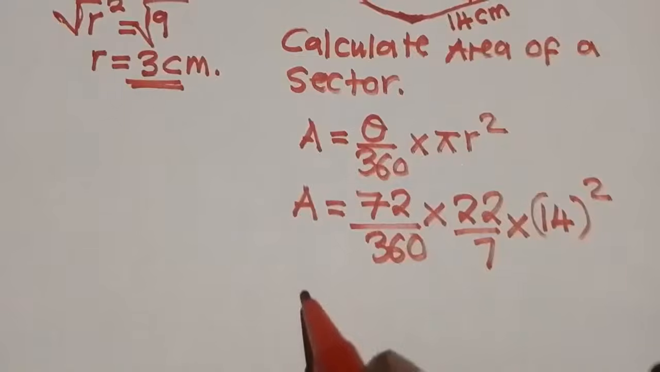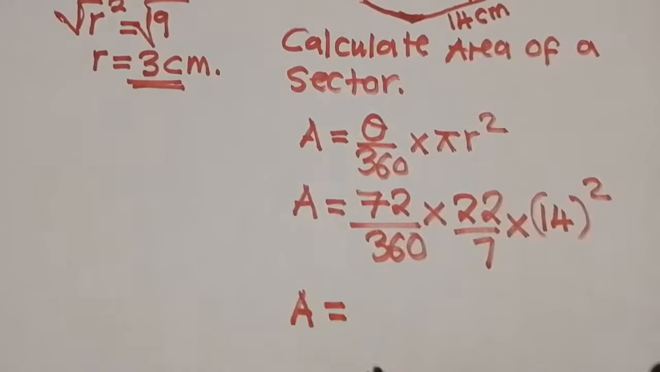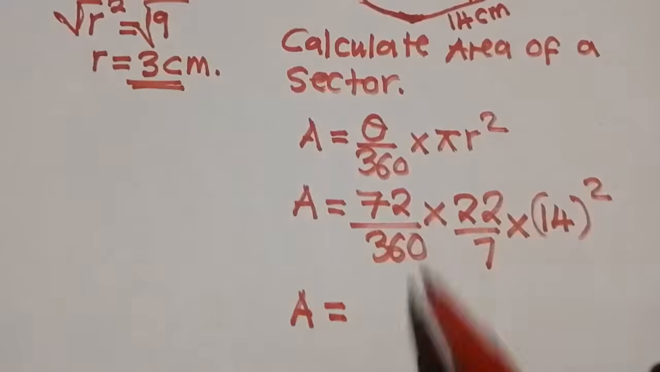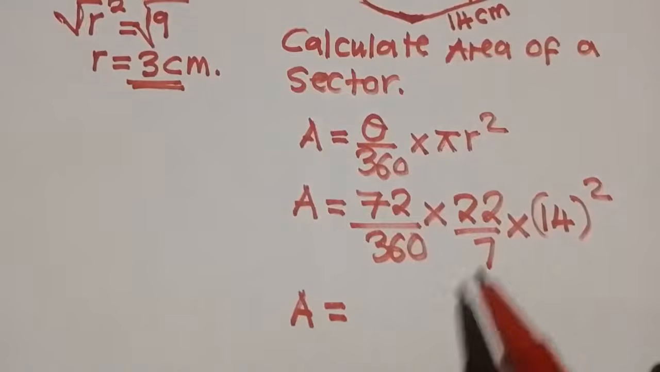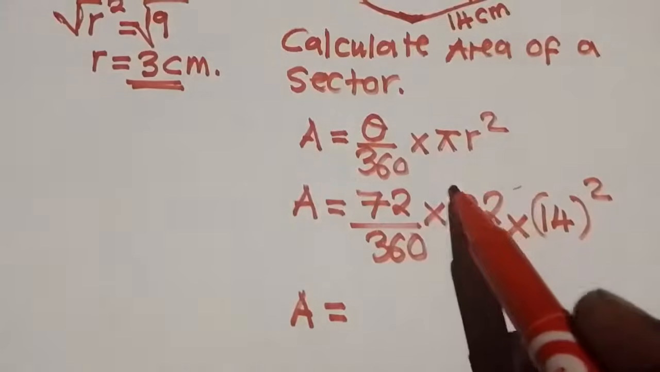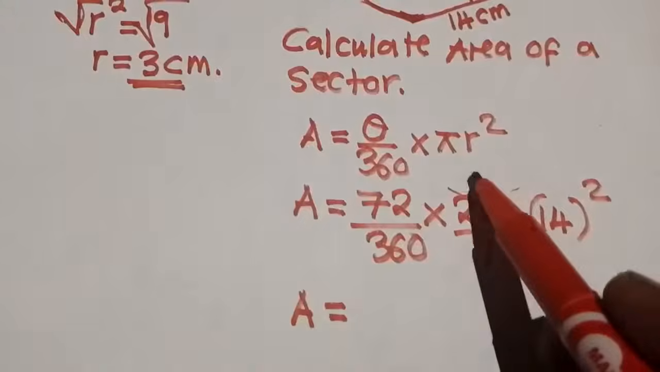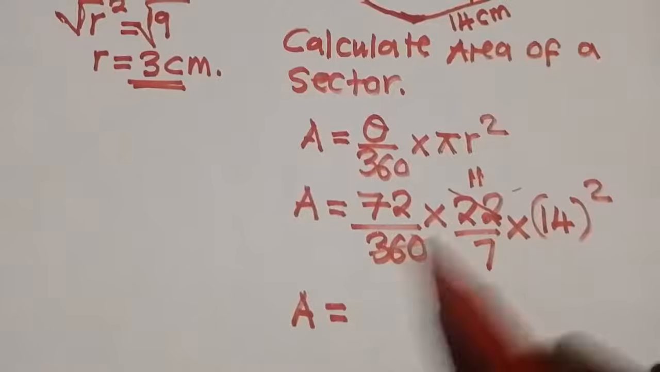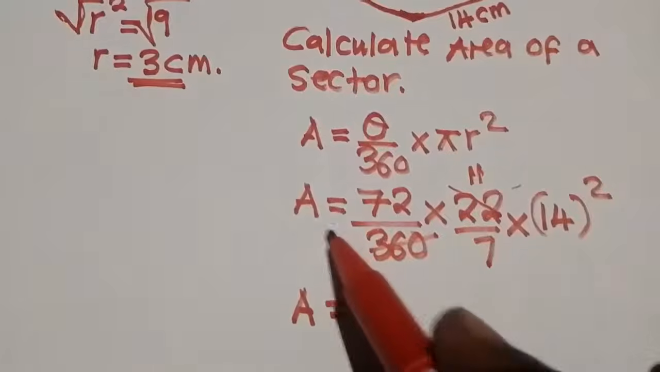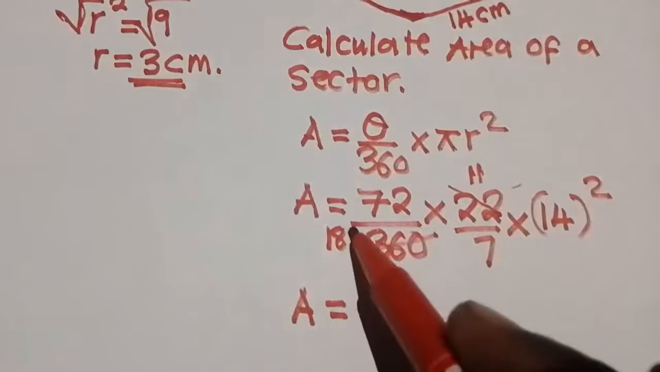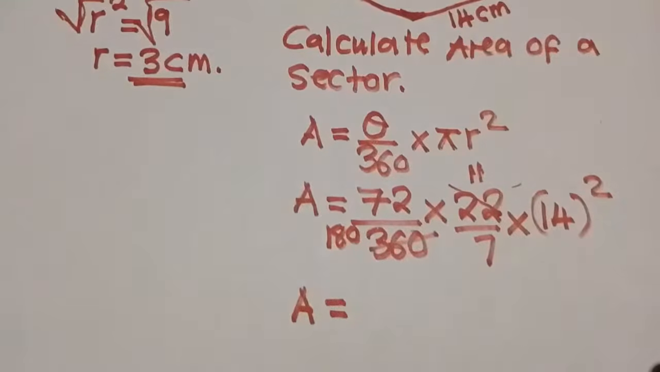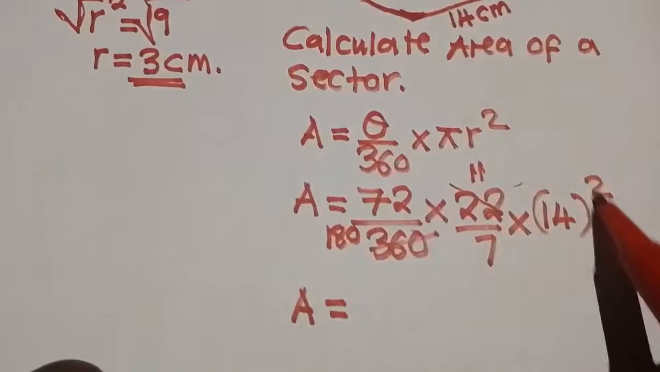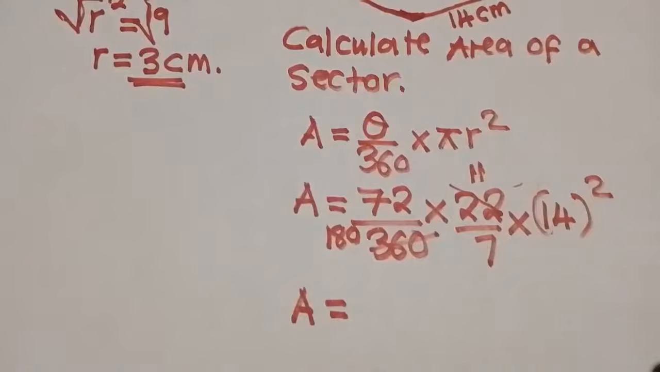So I'm going to say area of a sector is equal to, I start now the cancelling. What is 2 there? 2 into 22, it is 11. 2 into 360, it is 180. You are going to get a 180 there. So now, what is 14 times 14?